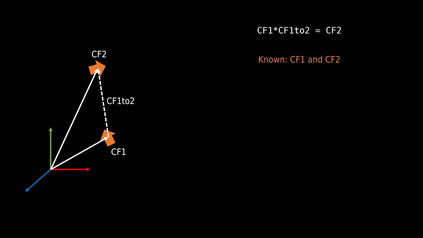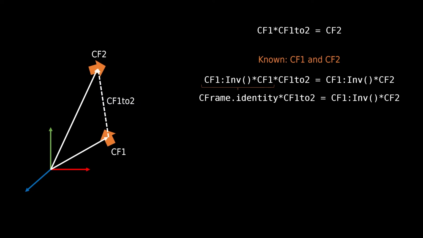Now let's see how we can use this to calculate what we were looking for. So we know the values of CF1 and CF2, but we want to find CF1 to 2. We can multiply both sides of the formula with CF1 inverse. So we can get the inverse with the inverse method and multiply both sides. If you remember, CF1 inverse combined with CF1 will result in CFrame.identity. And we know that if we multiply a CFrame by CFrame identity, by definition, it will give us the same thing, CF1 to 2. And this is how we can find CF1 to 2. It is CF1 inverse times CF2.